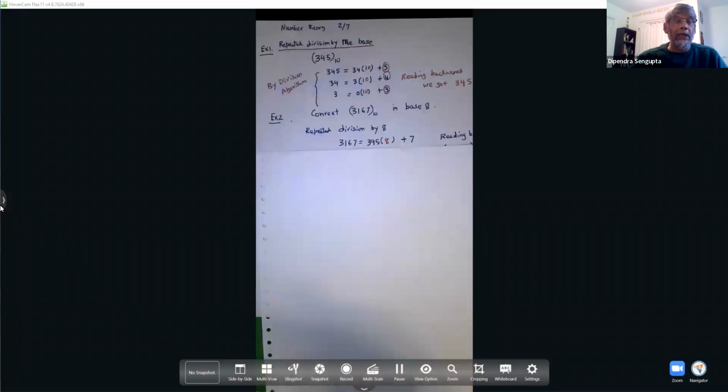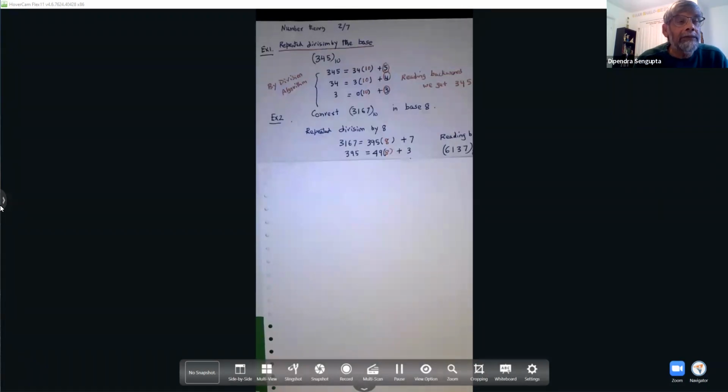Just like each step you're writing down. Last time I was not writing down anything, but this time I thought that writing down will clear your concept. So I take 395, divide by 8. Is that right? 8 goes to 49. Yes. And the remainder is three. What do I do next?